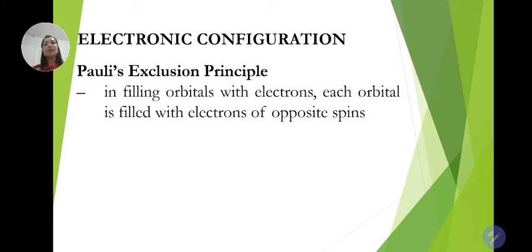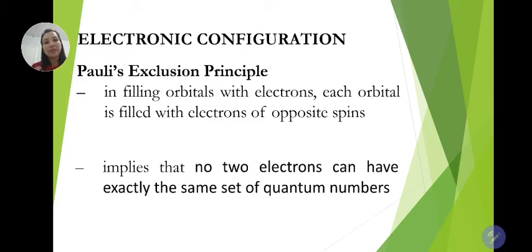So, for Pauli's exclusion principle, in filling orbitals with electrons, each orbital is filled with electrons of opposite spins. It implies that no two electrons can have exactly the same set of quantum numbers. So, yung pag-fill up ko kanina, kung napansin nyo sa isang block is like this. And then like this. Because they are of opposite, it represents that those electrons have opposite spins, a negative and a positive spin. Okay?